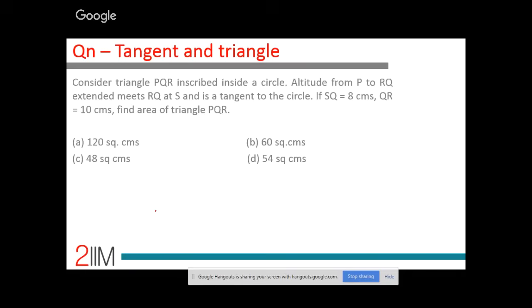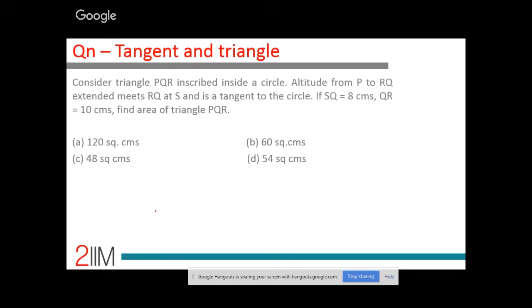Wonderful question, possibly on the tougher side, incredibly tough diagram to draw. And in almost all questions in geometry, it's very unlikely that you'll be given a wonderful handy diagram to boot. And so you need to speak the language. So triangle PQR inscribed inside a circle. Altitude from P to RQ extended meets RQ at S and is a tangent to the circle.